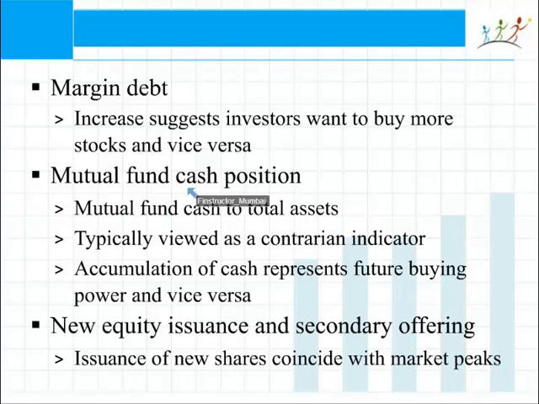Mutual fund cash position is the amount of cash that big funds are holding. Typically, it has been seen that mutual funds underperform the market. So a mutual fund manager would hold cash when he expects the market to fall. Understand, mutual funds are normally long only portfolios. They cannot short positions.